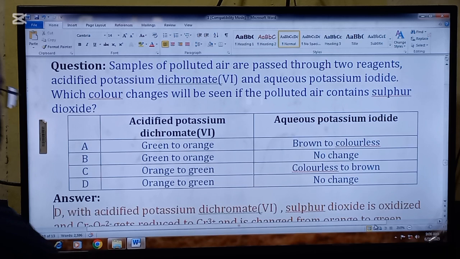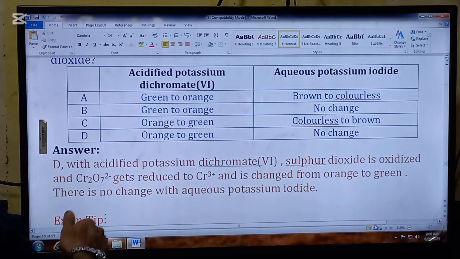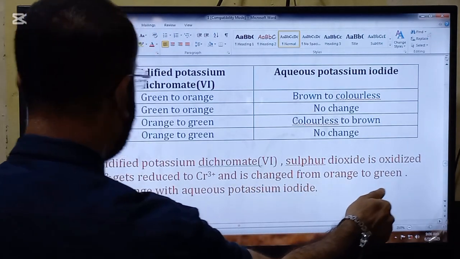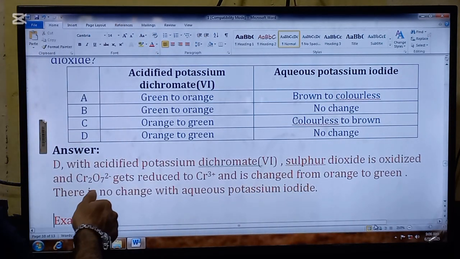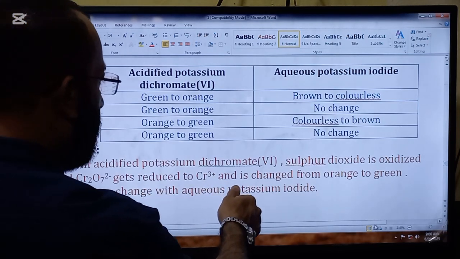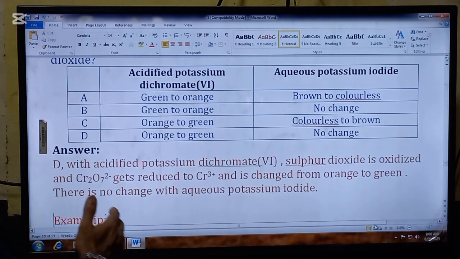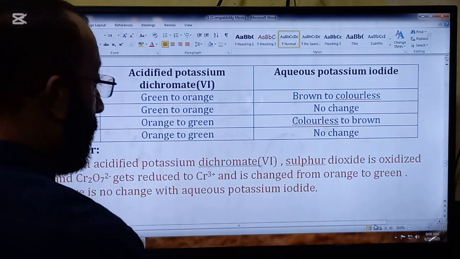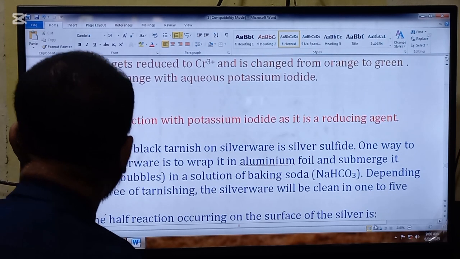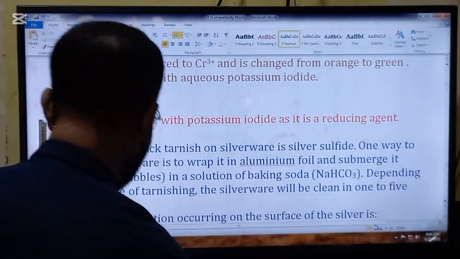Look now, here is the explanation. With acidified potassium dichromate, sulfur dioxide is oxidized and Cr2O7 2- gets reduced to Cr3+ and is changed from orange to green. There is no change with aqueous potassium iodide. Exam tip is there is no reaction with potassium iodide as it is a reducing agent.